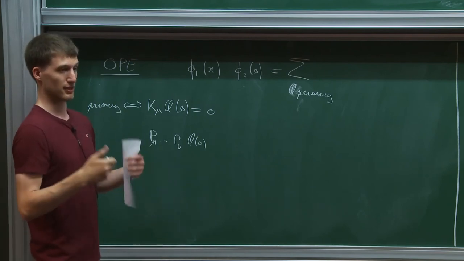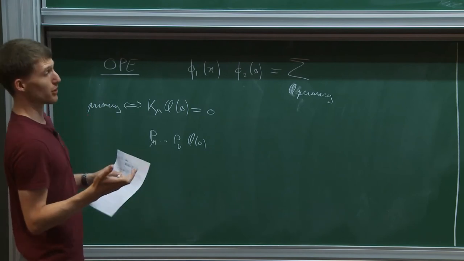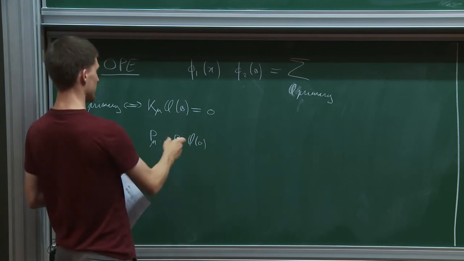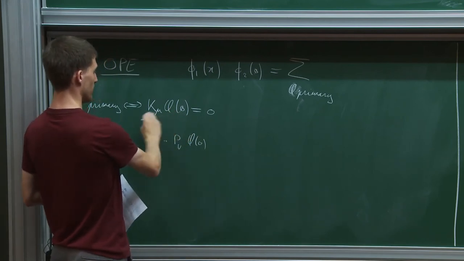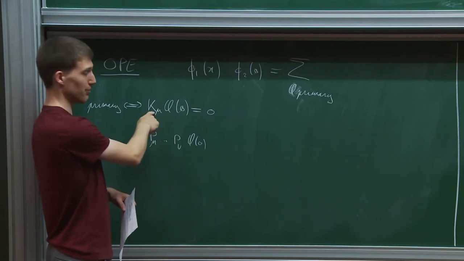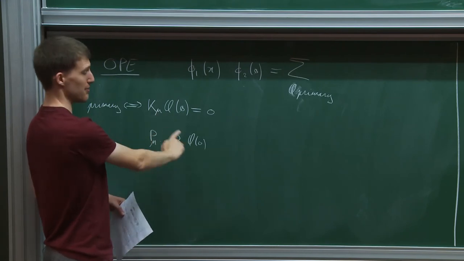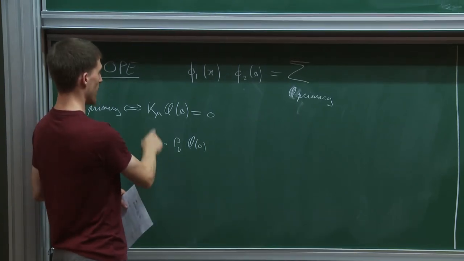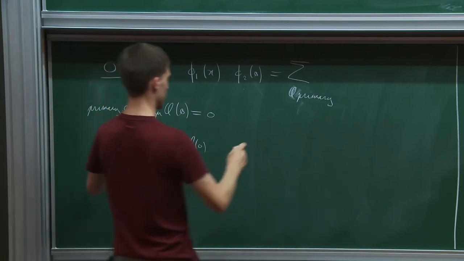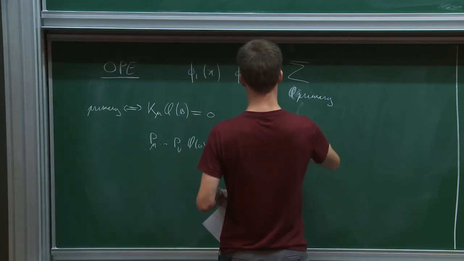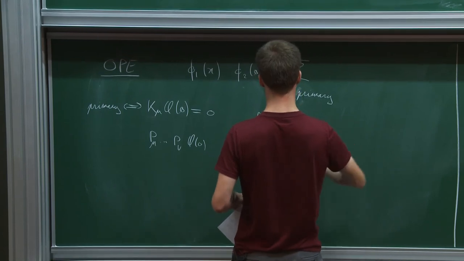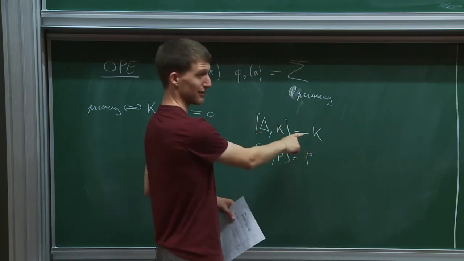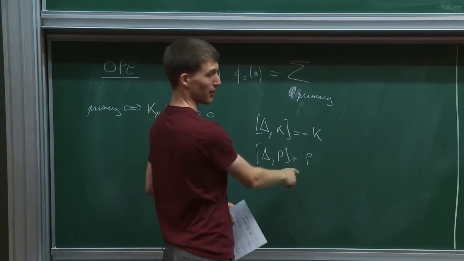So all local operators are organized in multiplets of the conformal group, and these multiplets, at least for physics purposes, they're always highest weight representations, where the highest weight is a primary, which by definition is killed by the lowering operators, and then I can act arbitrarily many times with any combination of raising operators, which in this case are the p's. So why is k a lowering and p a raising operator? That comes from these commutation relations with respect to the dilatation operator, which tell us that k has a negative eigenvalue under dilatation, whereas p has a positive eigenvalue.